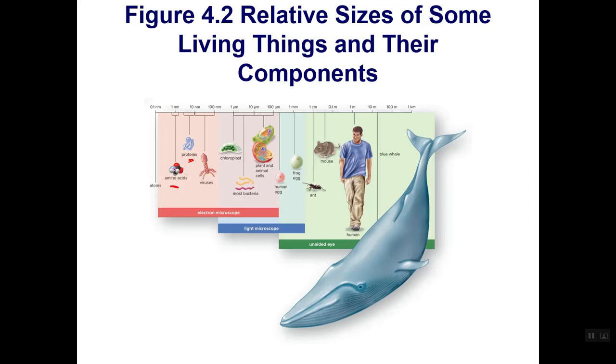But 1 nanometer is very, very small. Proteins, you're looking at around 5 to 10 nanometers. Viruses, lovely things that can make us sick sometimes, are going to range typically between 10 and 100 nanometers.